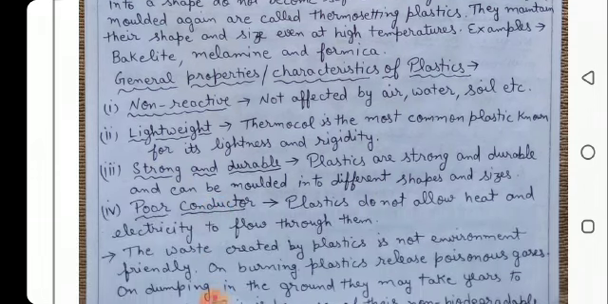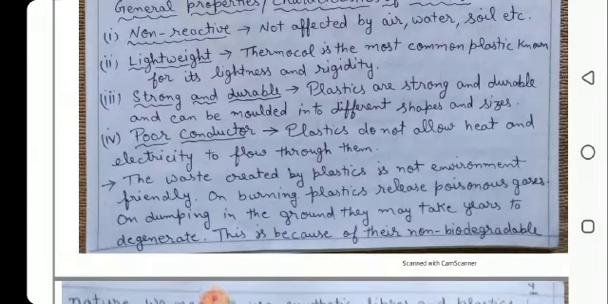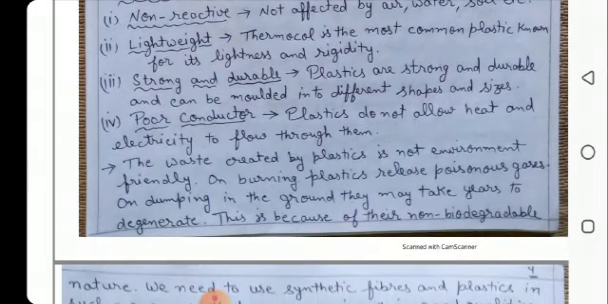General properties or characteristics of plastics. First is non-reactive. They are not affected by air, water, and soil. Second one is lightweight. Thermocol is the most common plastic known for its lightness and rigidity. Third one is strong and durable. Plastics are strong and durable and can be molded into different shapes and sizes. Fourth one is poor conductor. Plastics do not allow heat and electricity to flow through them.